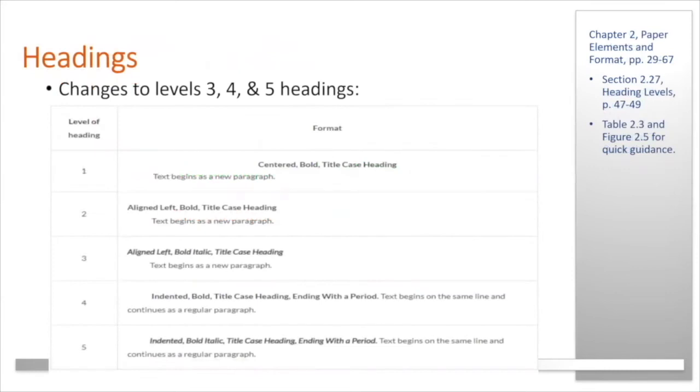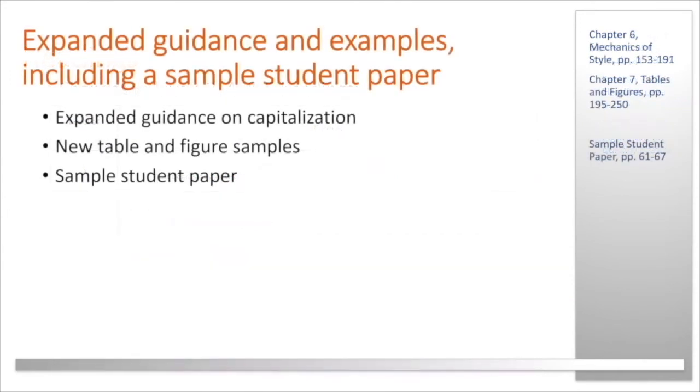When using headings in your paper, note that the APA 7th edition does change how levels 3, 4, and 5 headings should be formatted. The APA 7th edition includes an expanded guidance section on capitalization, as well as formatting specifications for tables and figures.